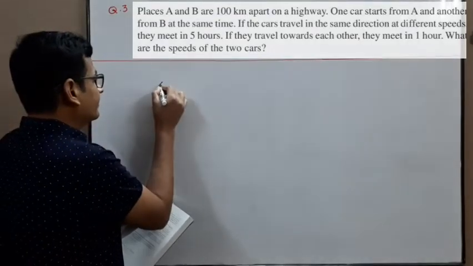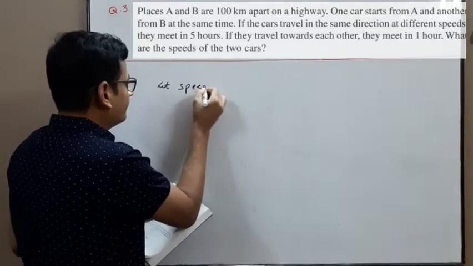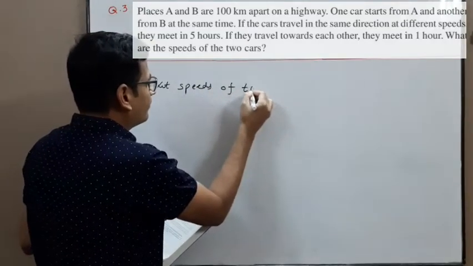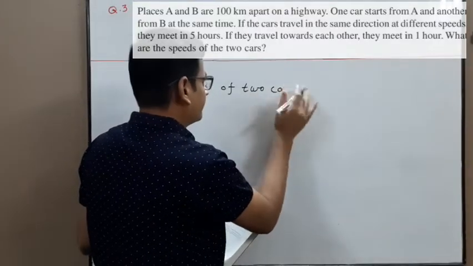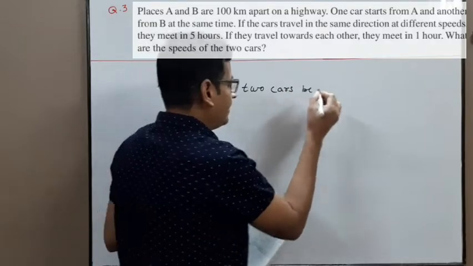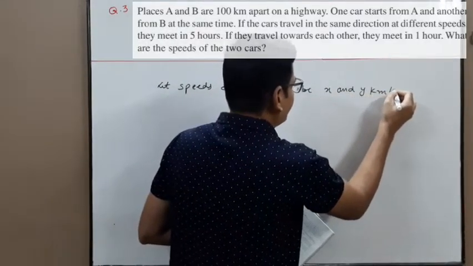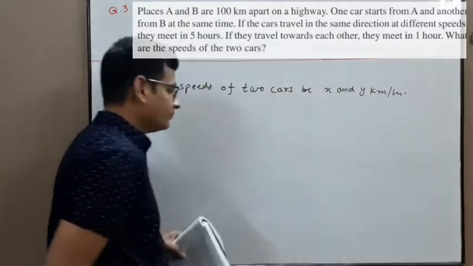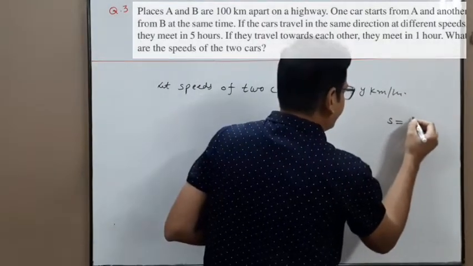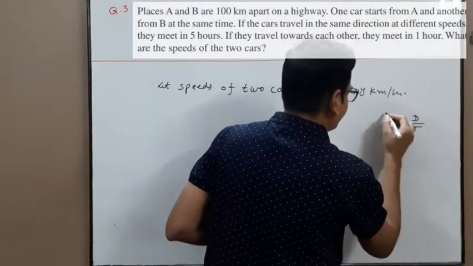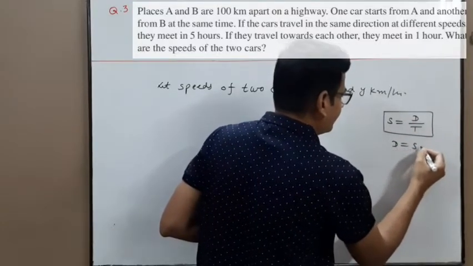So let the speeds of the two cars be x and y kilometers per hour. And please remember this formula: speed is equal to distance upon time. So distance is equal to speed into time.